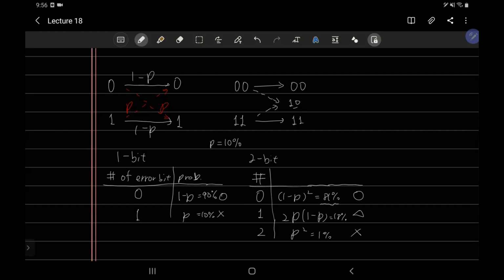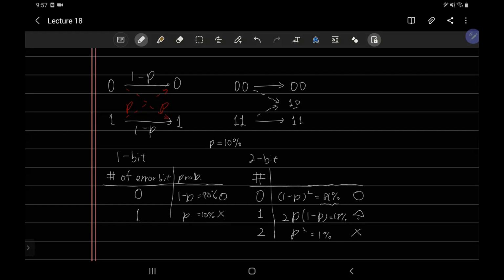However, that's not true, because the worst case is that even though we receive the wrong information, we don't know that we received the wrong information, and then we don't request any retransmission. So that is the worst case. For the 1-bit case, the probability that we incorrectly receive and, even though we receive the wrong information, we don't know, and we just take it as a correct value, is 10%.